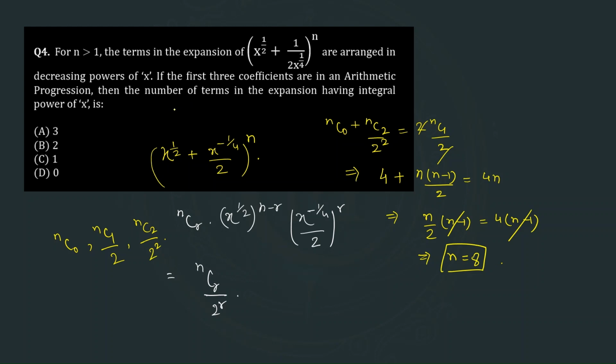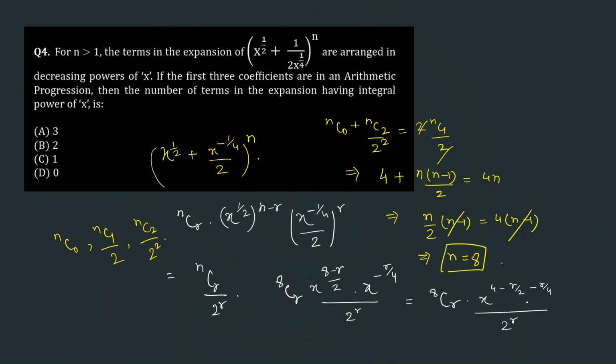Now we are asked to find the number of terms in this expression having integral power of x. Okay. So the general term of this expression will look like this: 8Cr x to the power (8 minus r) divided by 2 times x to the power minus r by 4 divided by 2 to the power r. This we can further simplify as 8Cr, then x to the power 4 minus r divided by 2 minus r divided by 4, divided by 2 to the power r.